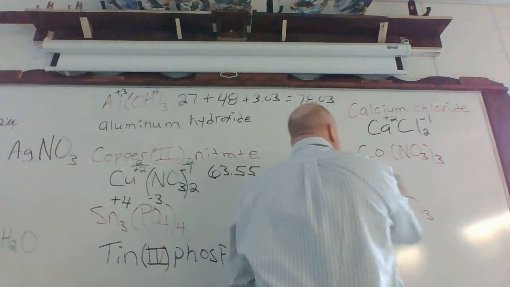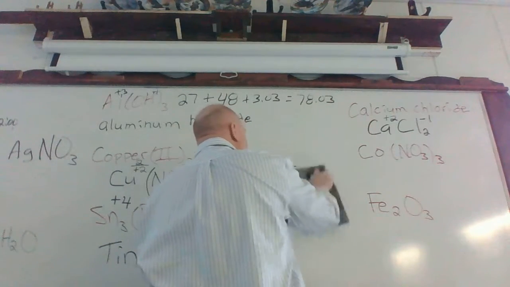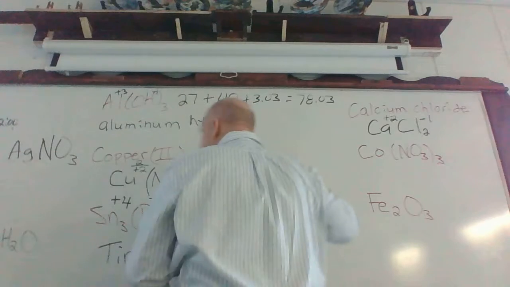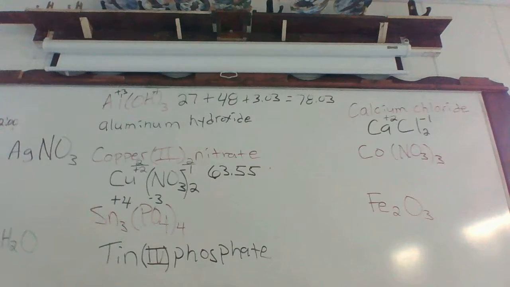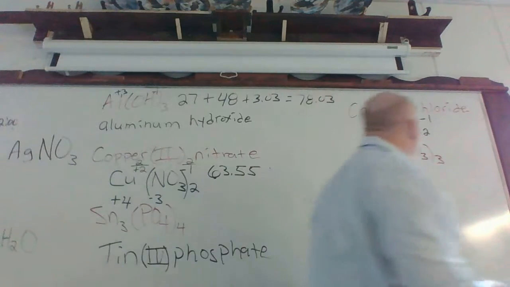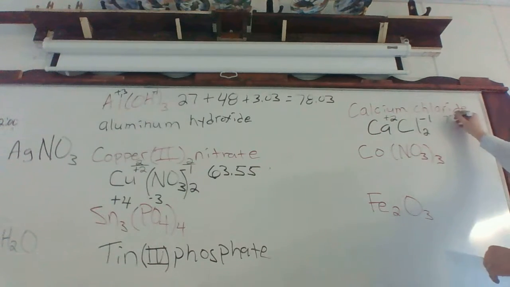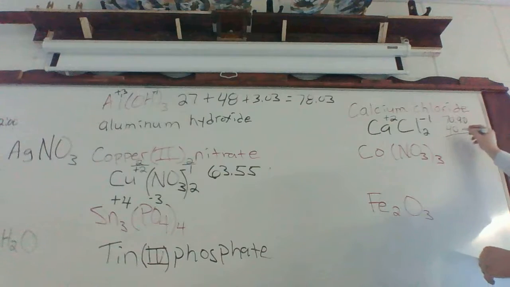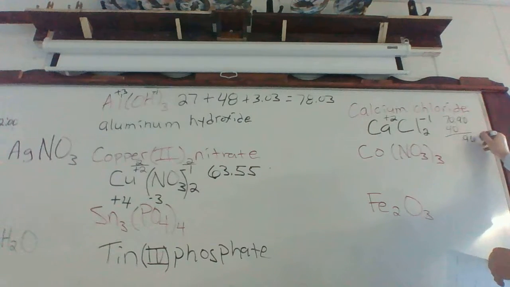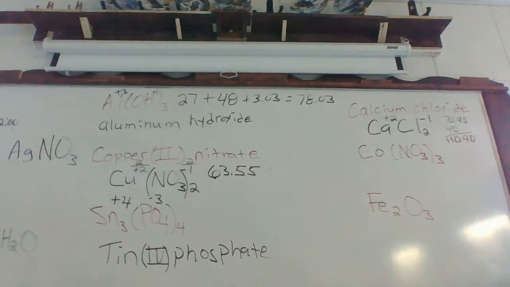So as we proceed forward, the atomic mass of calcium, I do believe, is 40, and 1 chloride ion is 35.45. So two chlorides are around 70.90. 70.90 plus 40 would give us around 110.90 grams for calcium chloride.